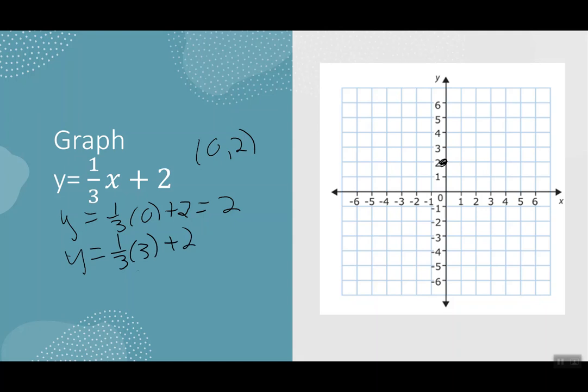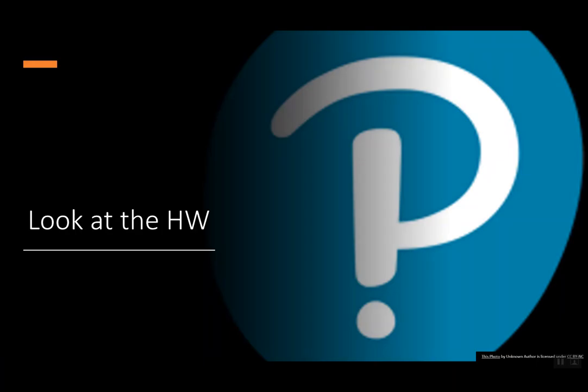So pick a number that's going to work out nicely for you. Now 1/3 of 3 is 1. 1 plus 2 is 3. So I have a point 3, 3. Right, now I can connect these two dots. So you do want to be strategic in the numbers you pick. You're not always going to use 0 and 1. I think 0 is always nice, but I think that sometimes you may have to pick another number for your second point. Right. I want to look at what the homework does.